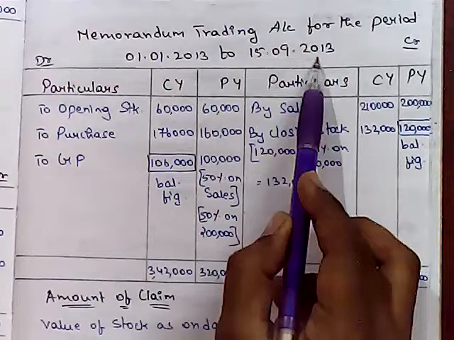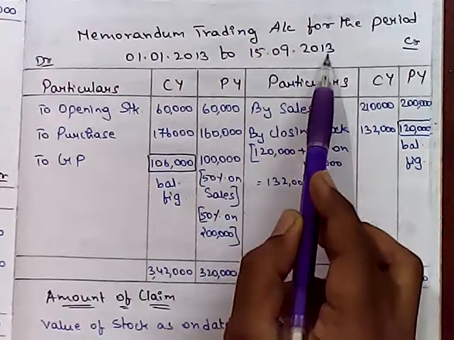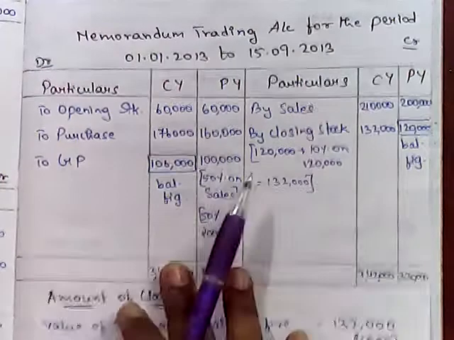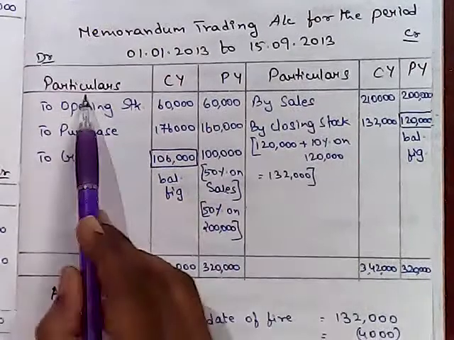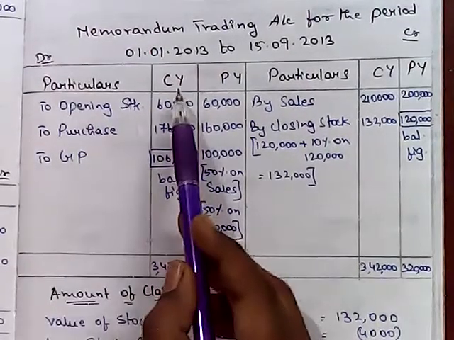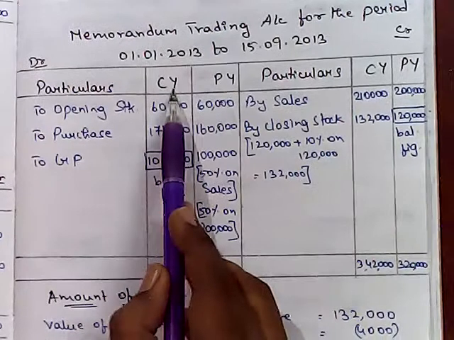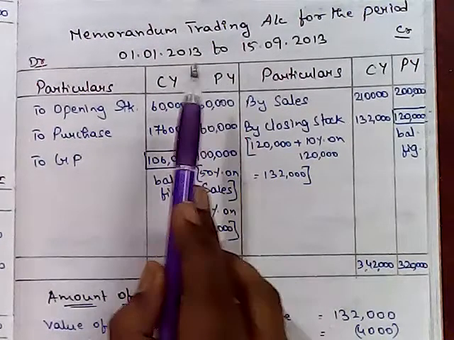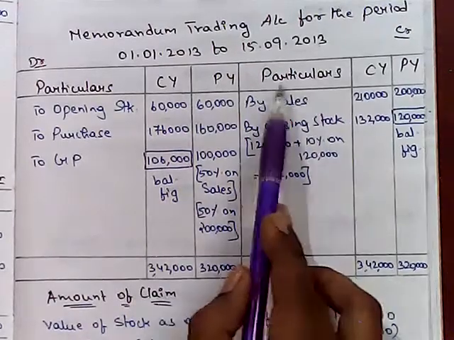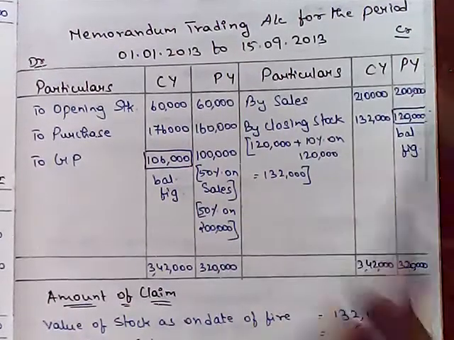What is 15/9/2013? It is the date on which the fire occurred. Okay, so debit and credit, particulars, current year and previous year. CY means current year, PY means previous year. Similarly, on the credit side we have particulars, CY and PY.